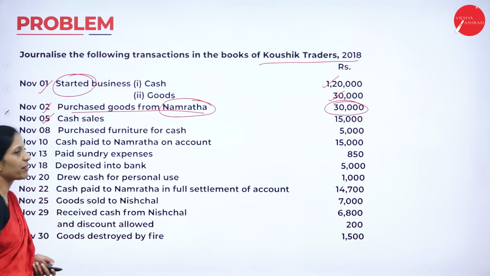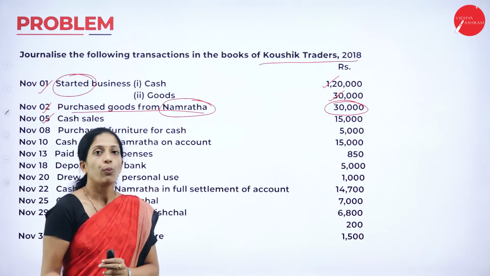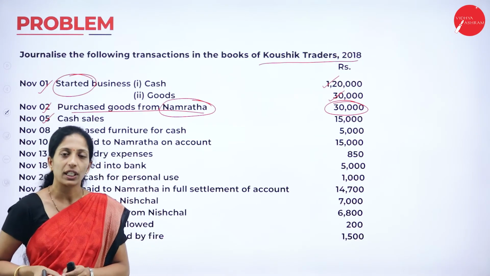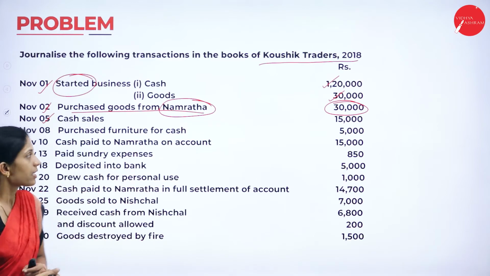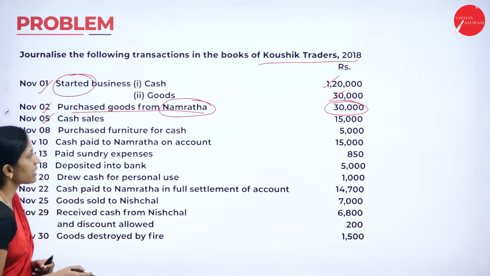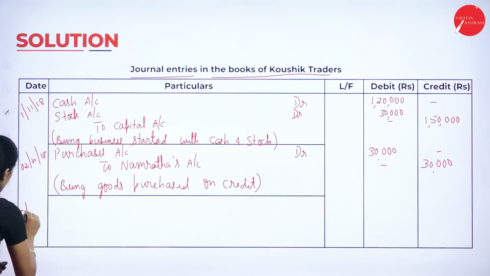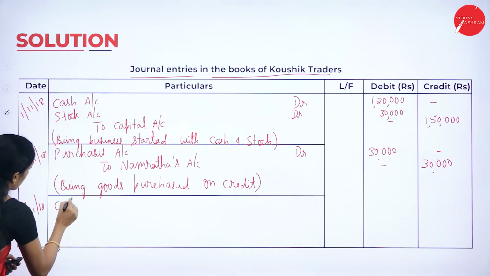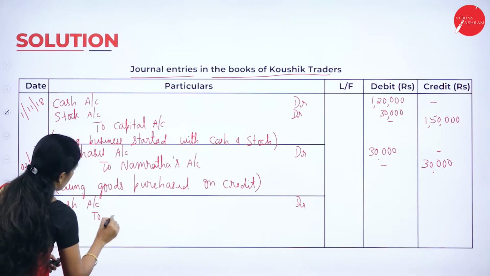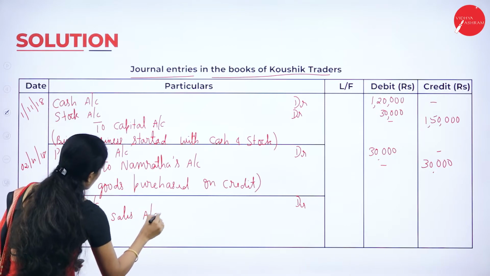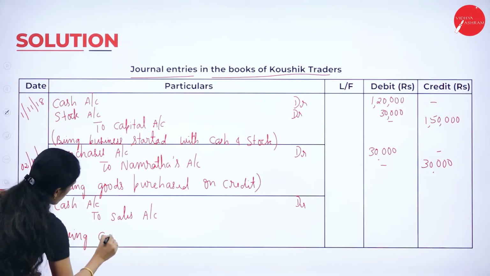Cash sales. November 5th, cash sales. In the sense, they have sold goods on cash basis. So what is your journal entry? When you are selling goods on cash, what comes to you? Cash. And what goes from you? Goods, but you will not record it as goods, you will record it as sales. So your entry will be cash account debtor to sales account and the amount is how much? 15,000. That is 5/11/2018, cash account debtor to sales account. So what is the narration you can write? Being cash sales made.